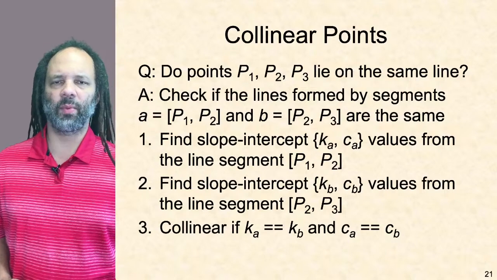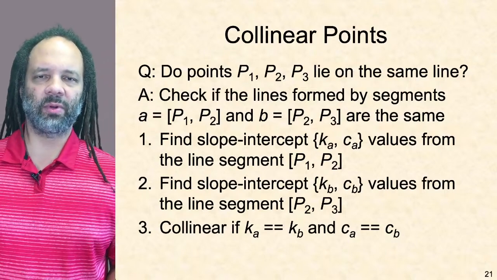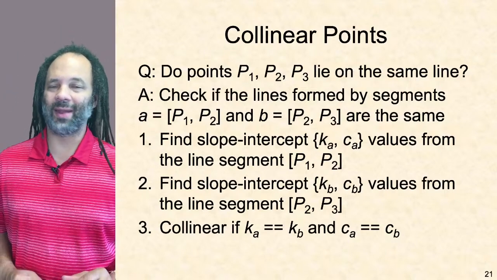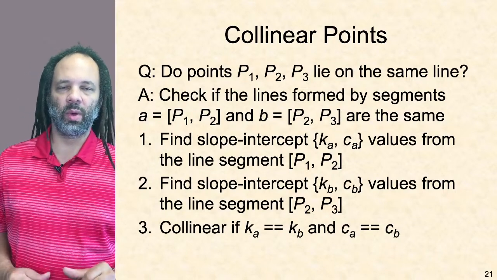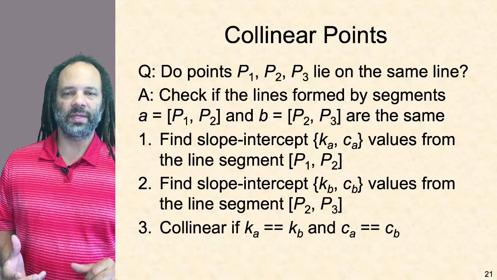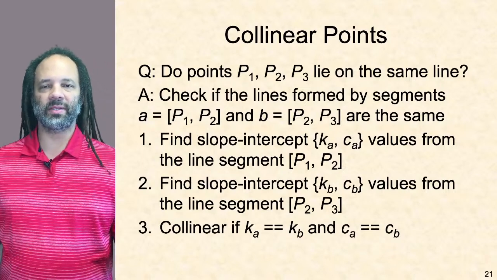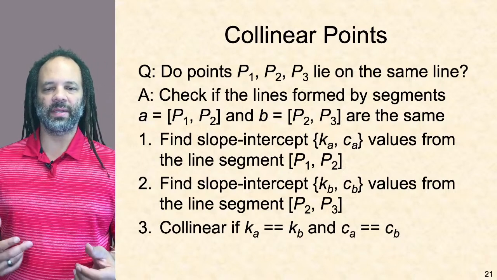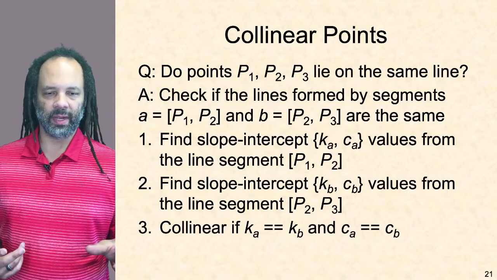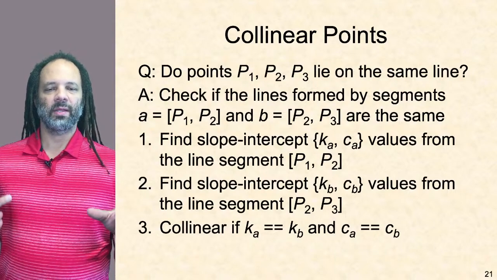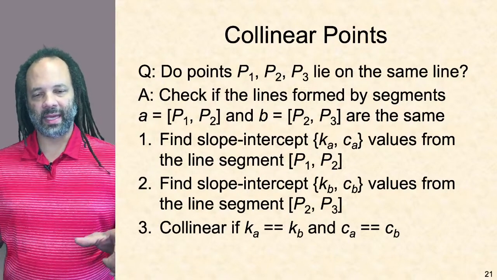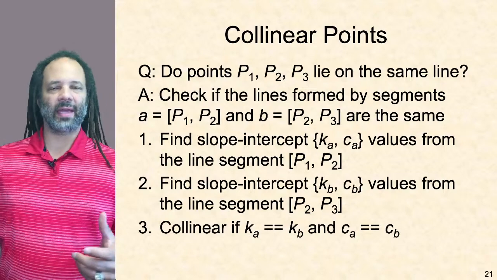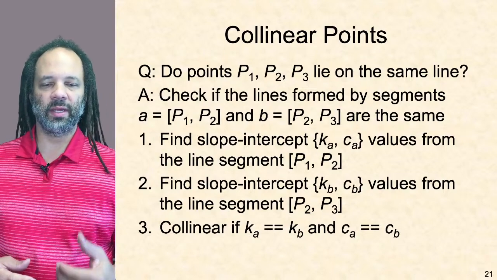How about collinear points? That was kind of important in that previous slide. We're trying to determine whether things were collinear. How do we determine whether these three points are collinear? Well, one way to do this is to think of them, P1, P2, P3, as basically two line segments, from P1 to P2 and from P2 to P3, right? So if I take those and look at them as line segment A and line segment B, I can do some slope-intercept calculations and find those things.